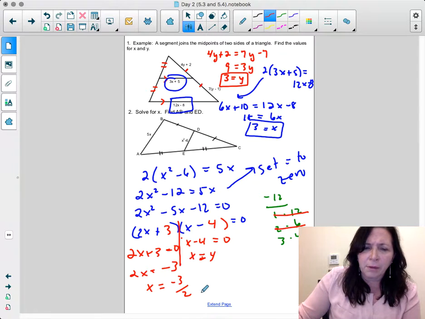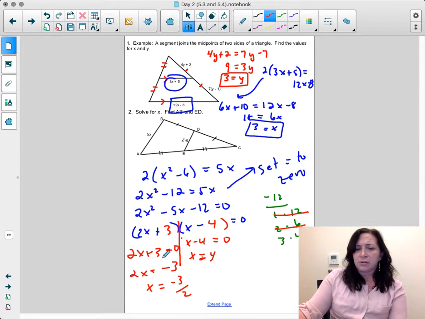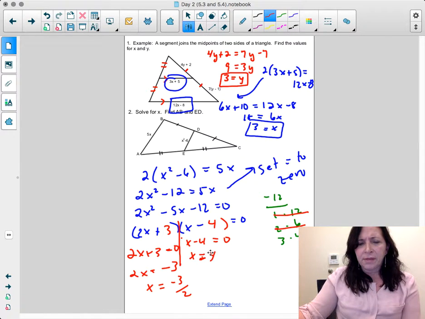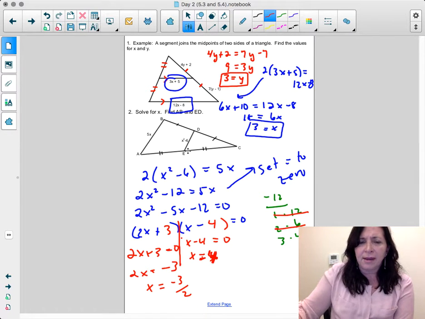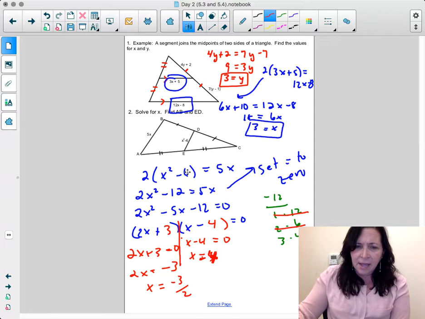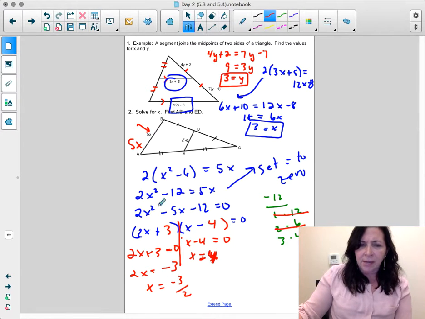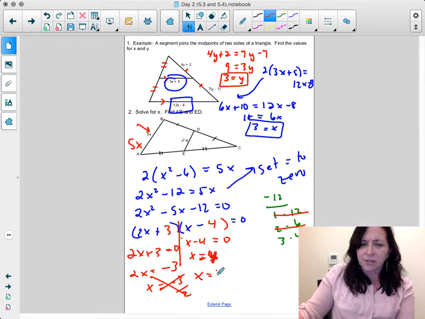And for this problem, I have 2 answers, and you're allowed to have 2 answers. But one thing that you should know is that you can't have negative lengths. In this case, see this negative length, negative 3 halves? When I plug this into here, which says 5 times x, that x will be negative. And that's not going to work. So I can't have that value. So my final answer is just x equals 4.